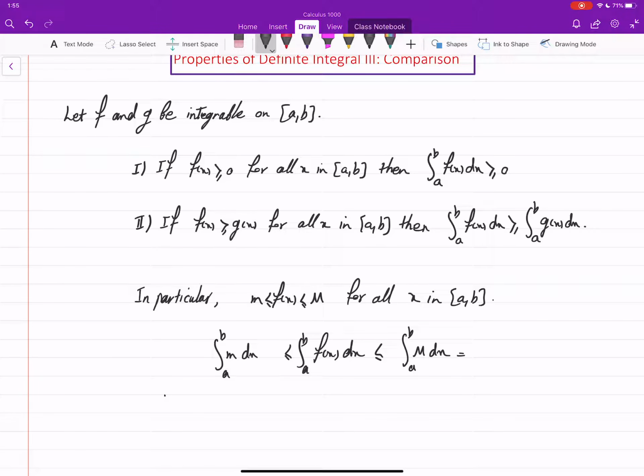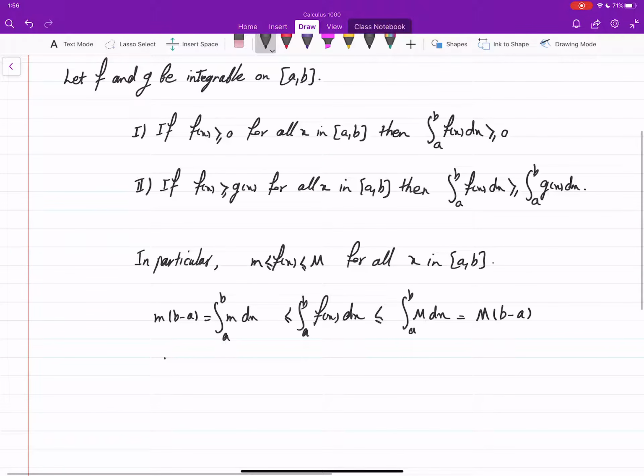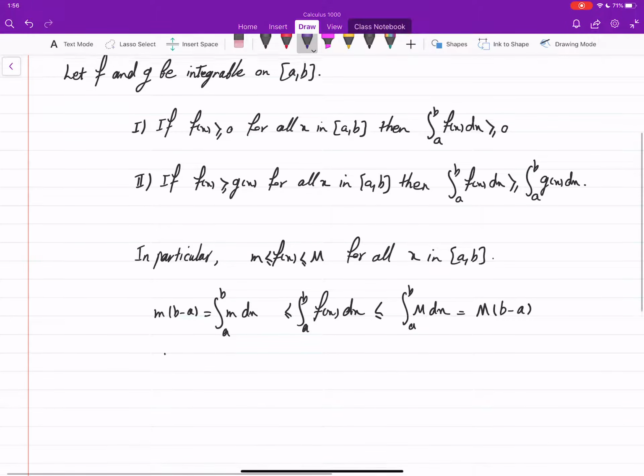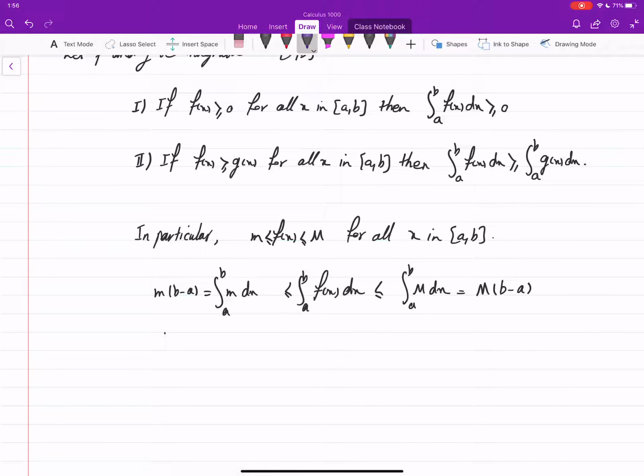We know that if you have a constant, the region is going to be a rectangle, and whether m is positive or negative doesn't matter, it will be the width times m. So this is going to be m times b minus a. Seeing these properties is not difficult.